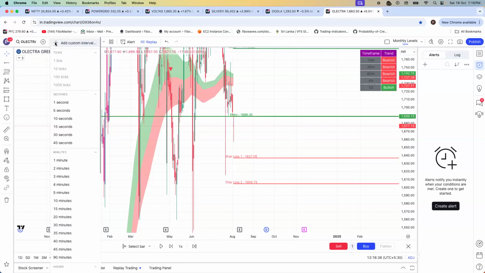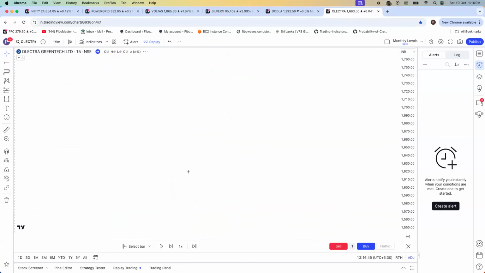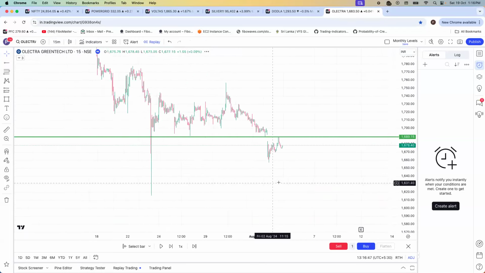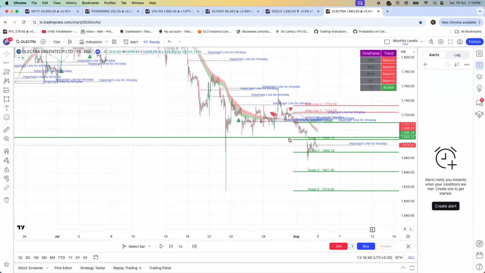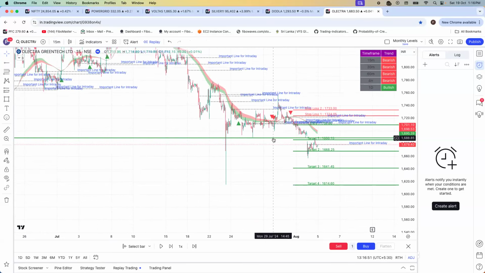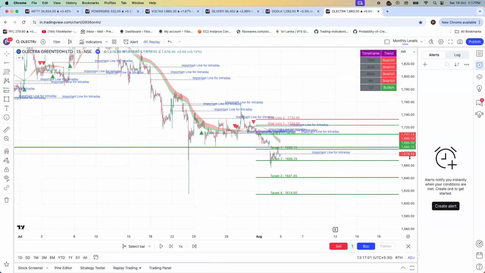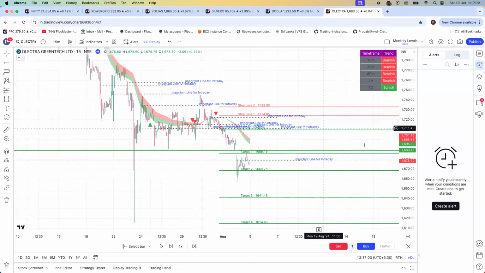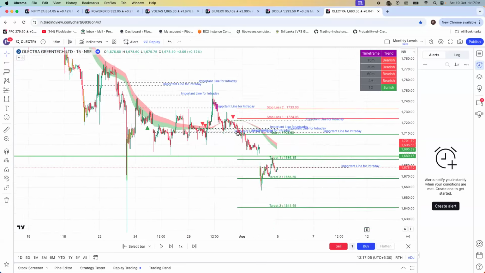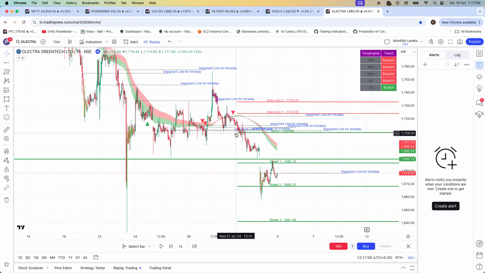Okay, and then I'll go with 15 minutes, right? Above this is bullish. But in 15 minutes, it's telling me below this is bearish. Below this is bearish, okay?